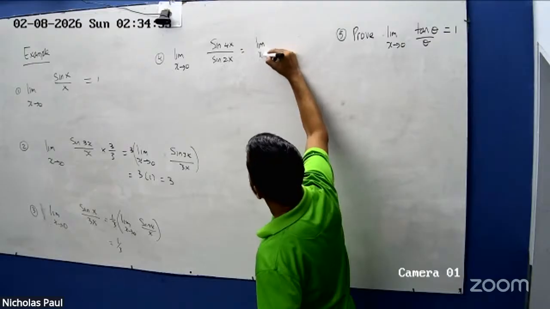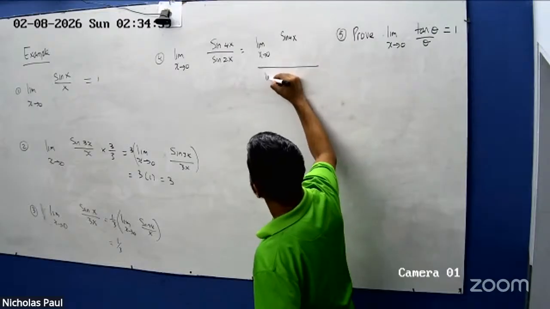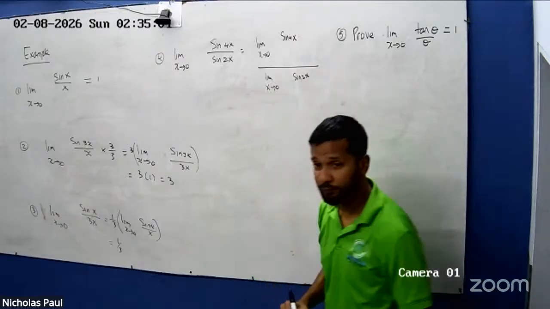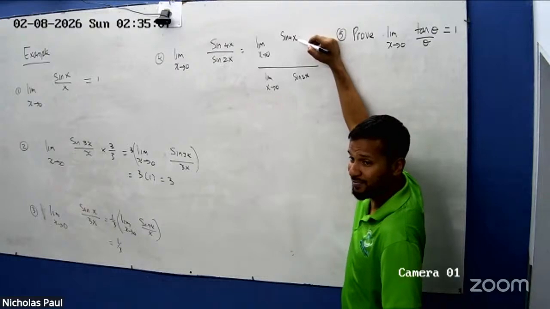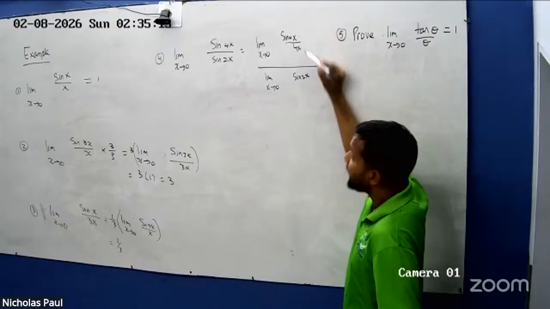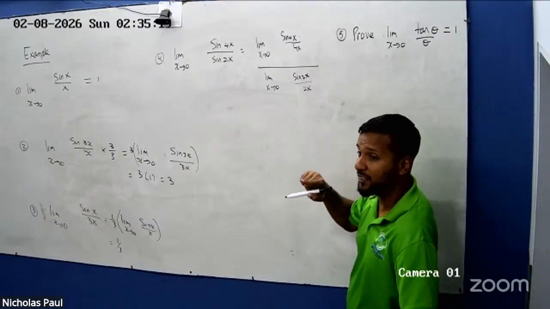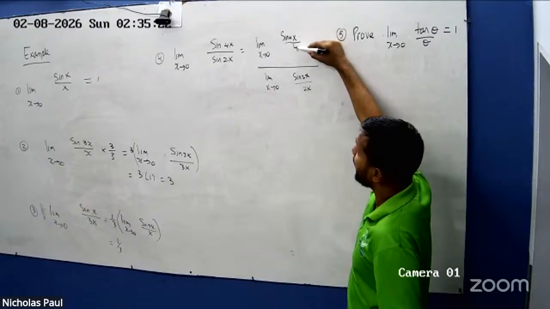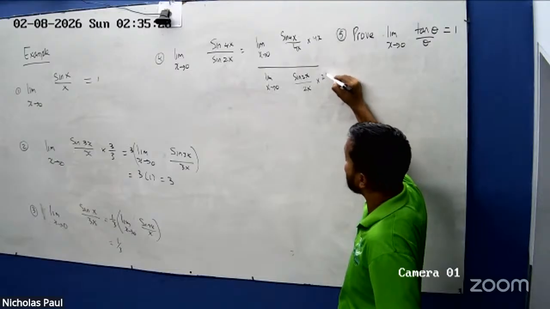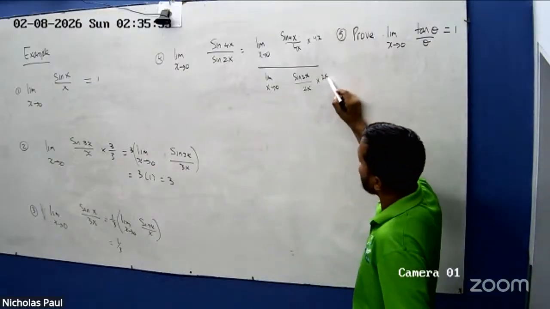Limit as x approaches 0 of sin 4x divided by the limit as x approaches 0 of sin 2x. In order for us to work this out, we need sin 4x over 4x, and we need sin 2x over 2x. But the only way we could do that is if we multiply by 4x here, and here multiply by 2x. So it's the same thing we did here. Multiply by 4x and 4x, 2x and 2x.